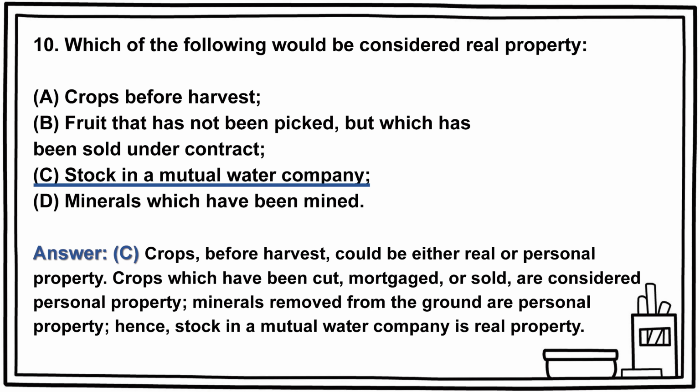Answer: C. Crops, before harvest, could be either real or personal property. Crops which have been cut, mortgaged, or sold are considered personal property. Minerals removed from the ground are personal property, hence, stock in a mutual water company is real property.